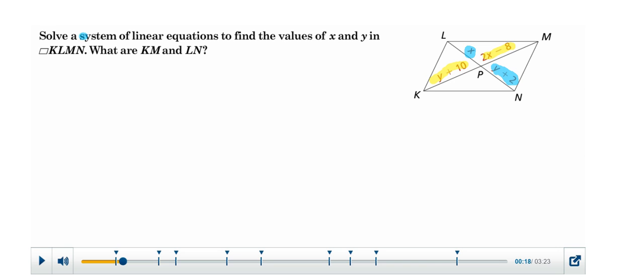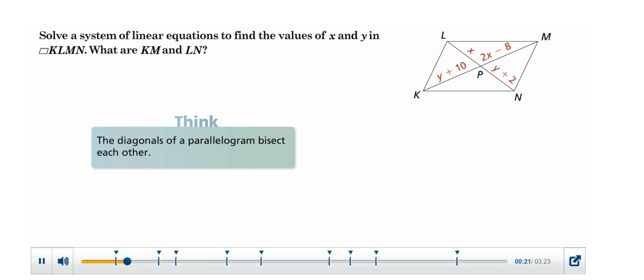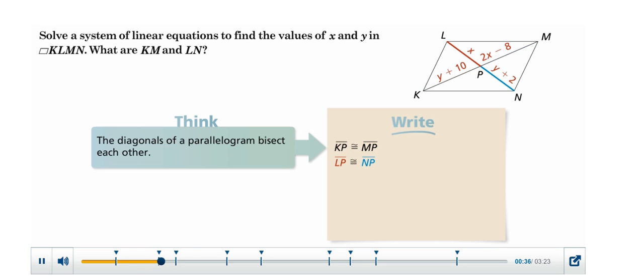So what we're going to have to do is use a system of linear equations to solve this. So we're going to have to go back into our algebra skills. If you want, you can actually try this one, but we're going to go over it right now together. The diagonals of the parallelogram bisect each other, which we talked about. And so we can go ahead and write KP is equal to NP, which is true. And then we can write LP is equal to NP, which is true.